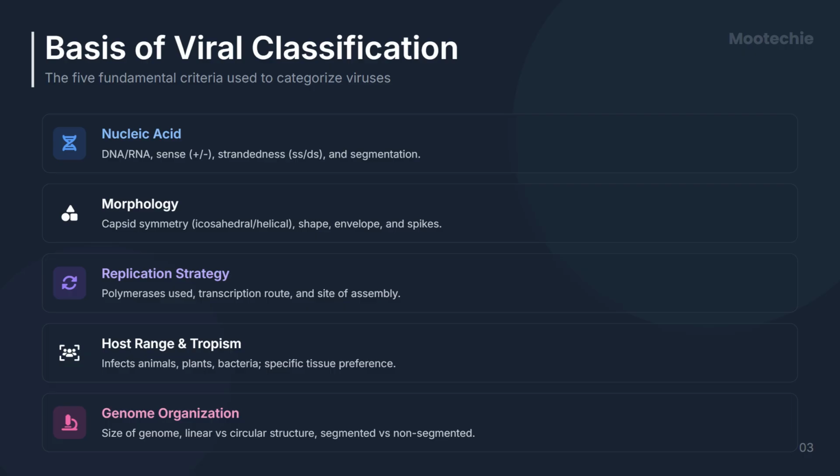This dives into the molecular details, what polymerases the virus uses, its transcription pathway, and where it assembles inside the host cell. Fourth is host range and tropism. This asks what does it infect, animals, plants, or bacteria? And within a host, does it prefer specific tissues or cell types? Fifth is genome organization. This considers the size of the genome, whether it's linear or circular, and if it's segmented into multiple pieces or is one continuous strand. These 5 pillars together give us a comprehensive picture of any virus.